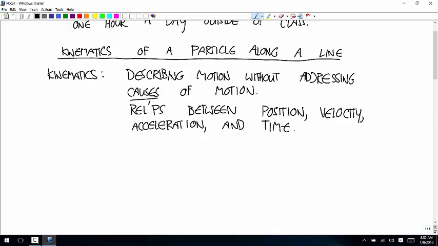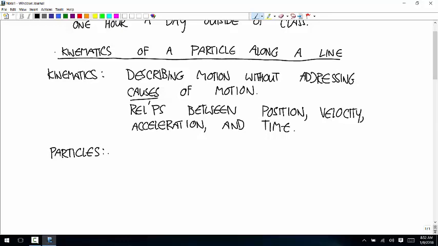So for now, we're only dealing with kinematics. We're not going to be talking about forces or mass yet. That's going to be when we move on to the next topic. And then particles. Do you have a feel for what you use the word particles to mean?